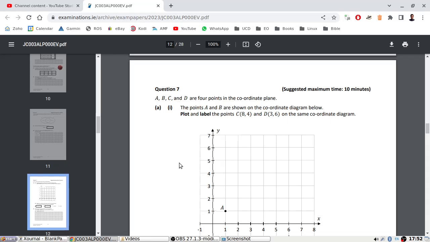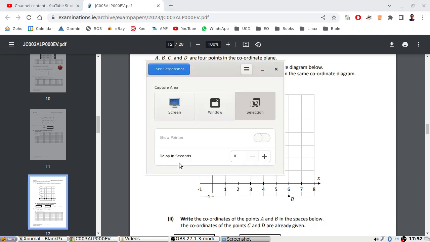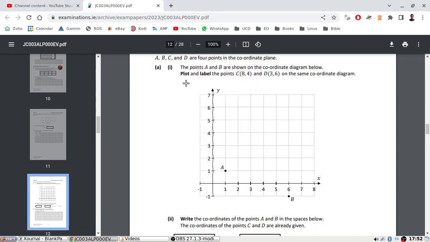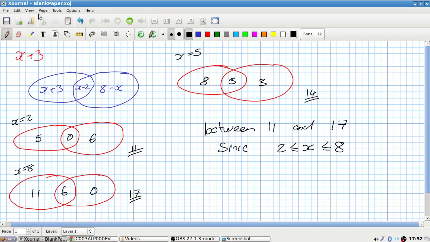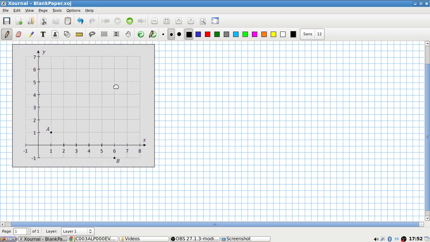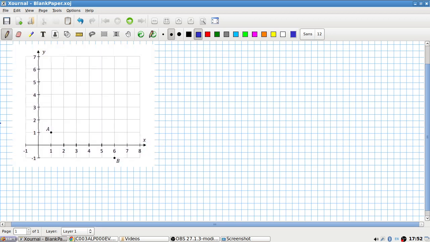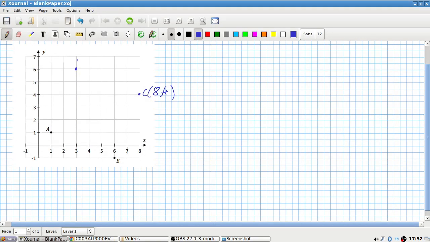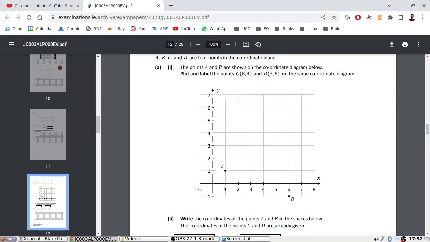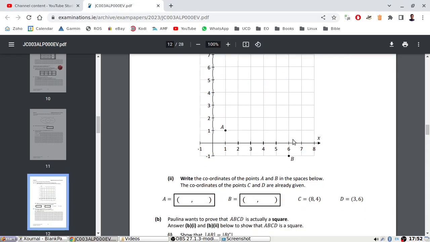Okay, the points A, B, C, D. The points A and B are plotted; label the points C and D. Okay, will do. C is 8, 4. D is 3, 6. Write the coordinates of the points A and B in the space below.